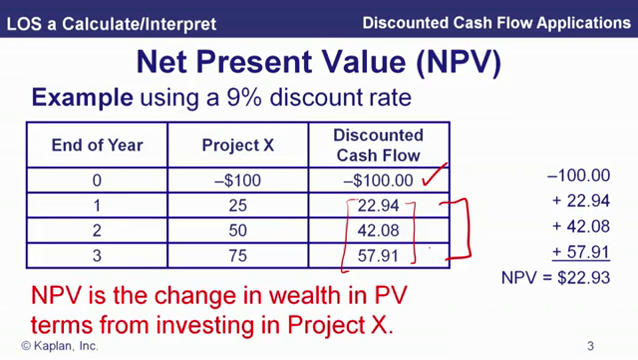Now that's positive, so what it tells us is that this project is something we should do. The present value of the future cash flows is greater than the initial outlay. And we can think of net present value as the change in wealth, or at least the expected change in wealth in today's dollars, present value terms, from investing in this project. So our decision rule with net present value is if the net present value is positive, that's expected to increase wealth or increase the value of the firm, and so we should accept that project and do it.